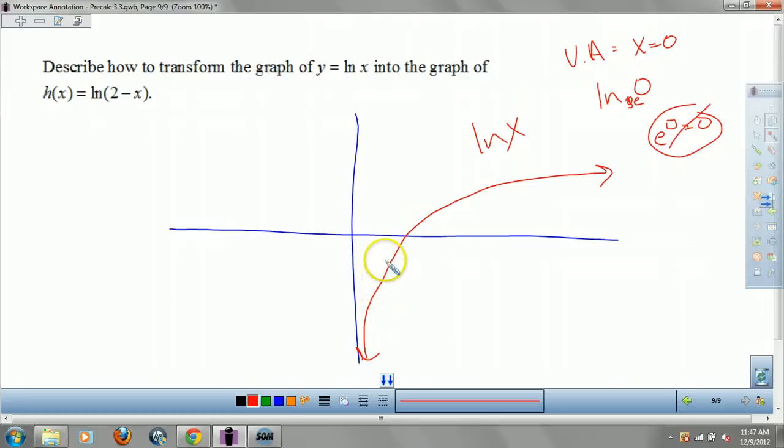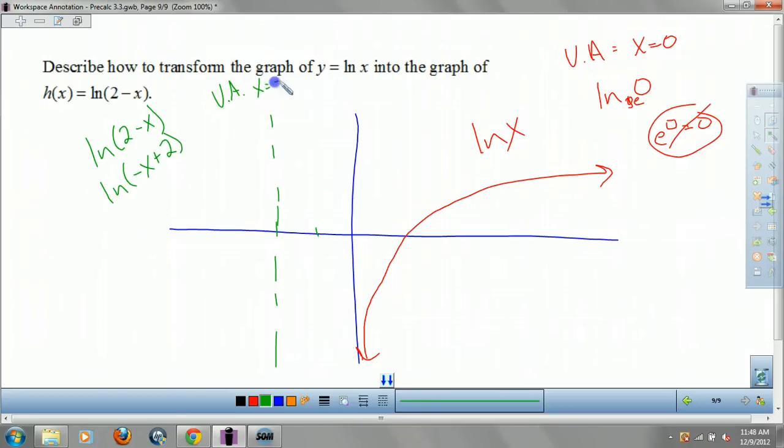When you shift stuff around, you're actually shifting around that asymptote. So when we look at the graph of natural log of 2 minus x, let me rewrite that. Isn't that natural log of negative x plus 2? That plus 2 is going to move our asymptote to the left 2, so our new vertical asymptote is going to be x equals negative 2. Now that negative x is going to reflect us across the y-axis.